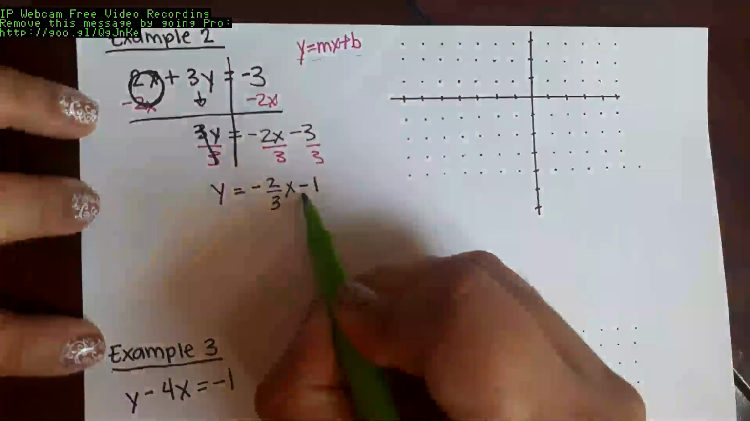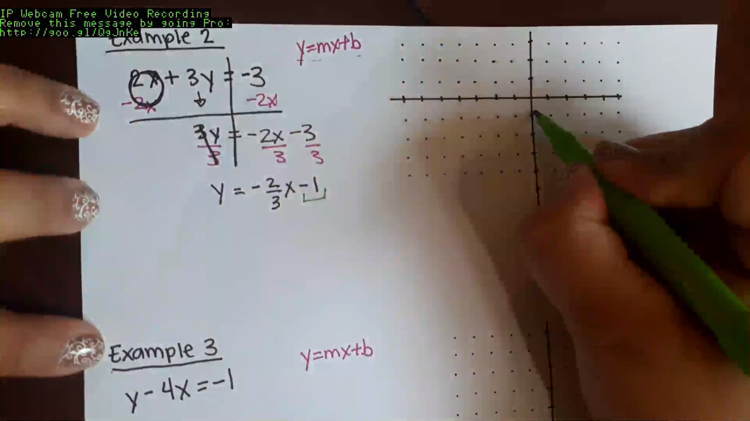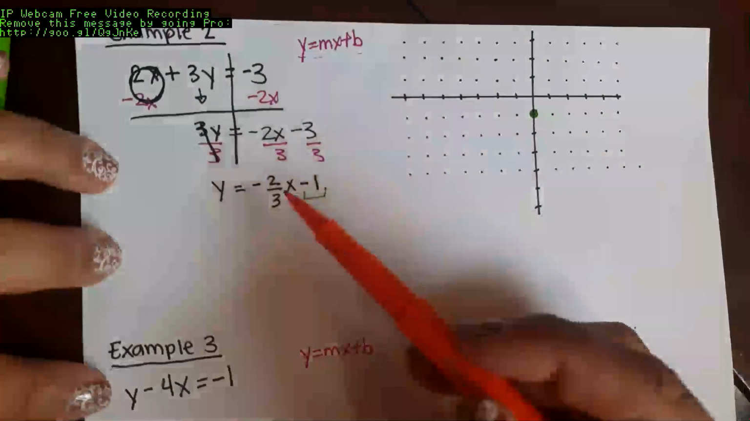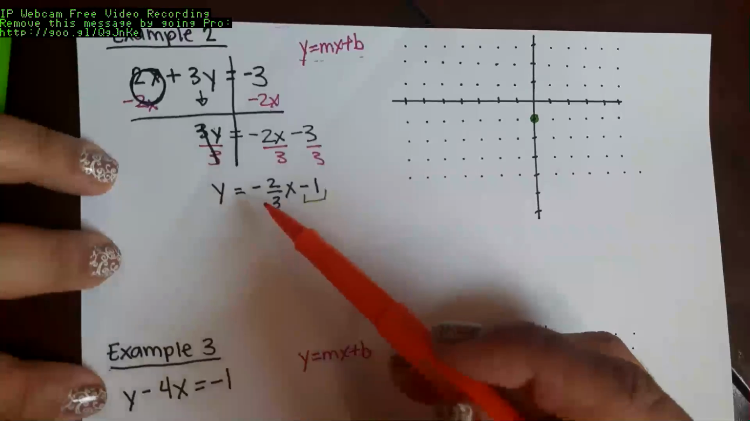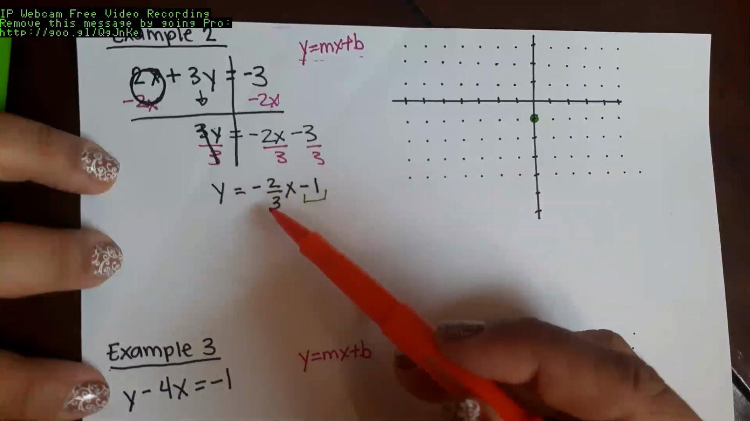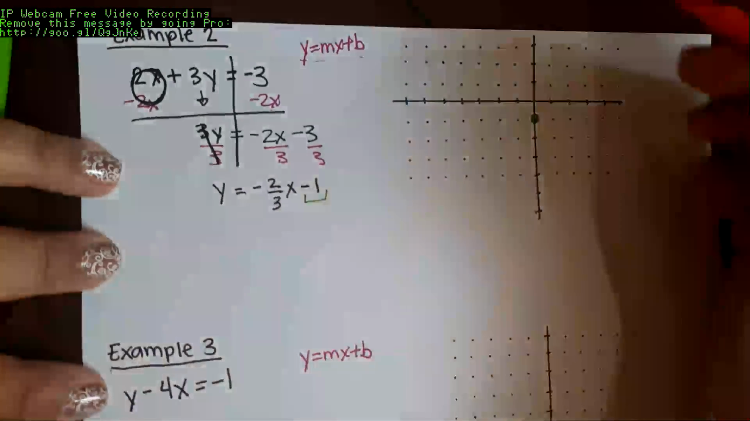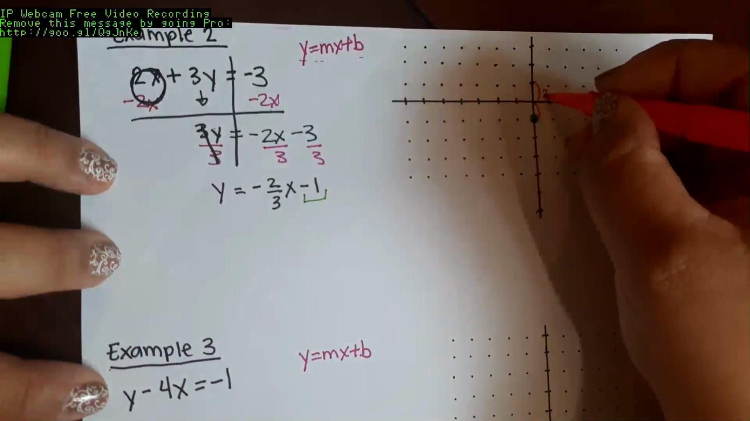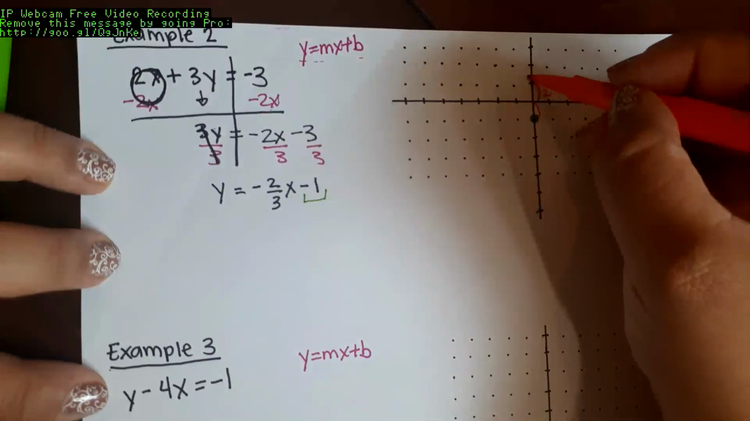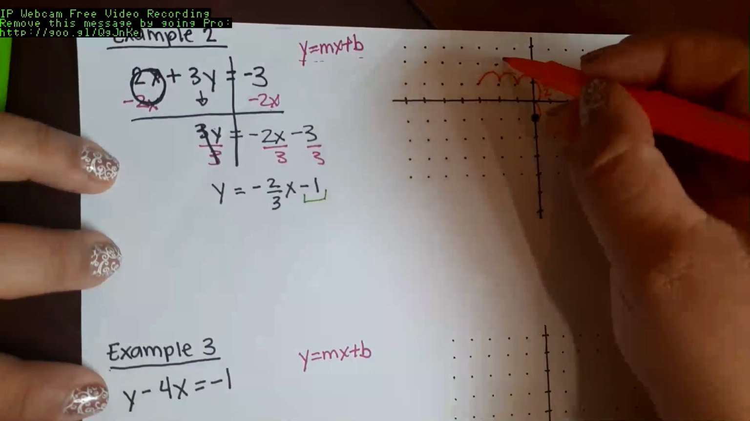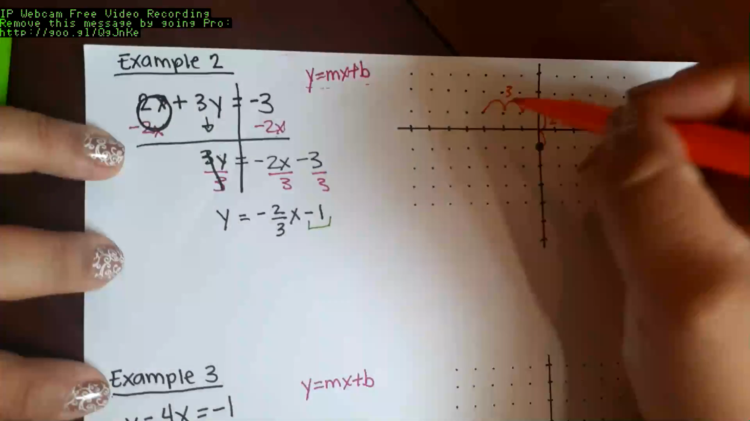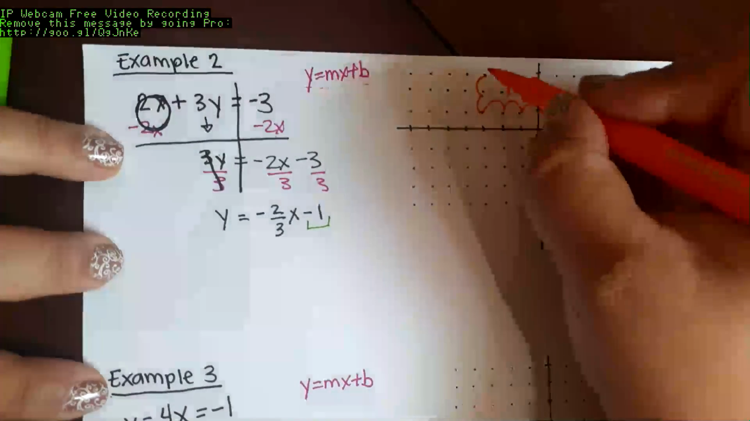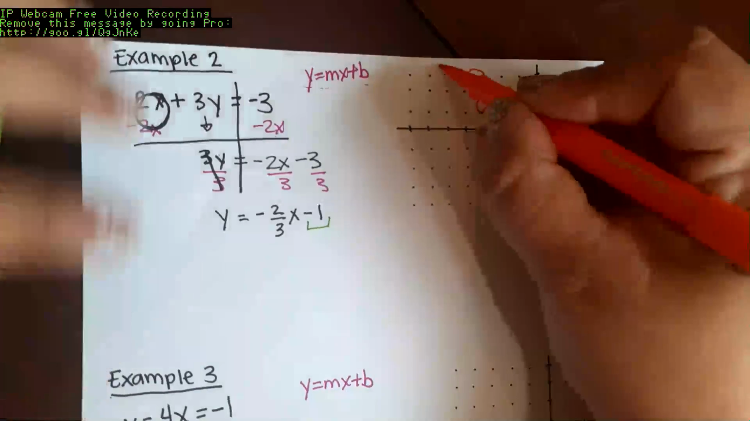So I'm going to start at my y-intercept, which is here at negative 1. And when I look at my slope, it's a negative slope. So I'm going to be rising 2 and running 3 in the opposite direction. So I'm going to rise 2 and run 3 in the negative direction. 1, 2, 3. And I'm just going to do it one more time. So rise 2 and run 3 in the negative direction.